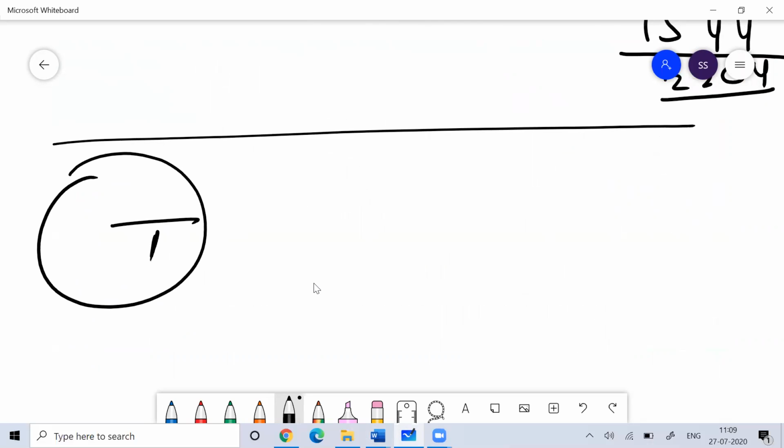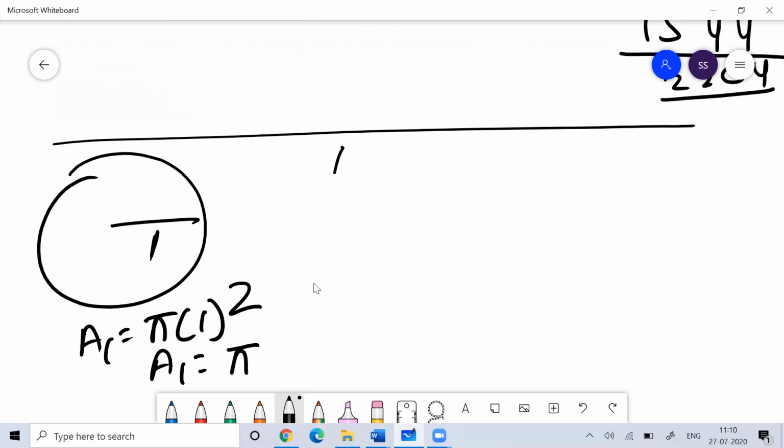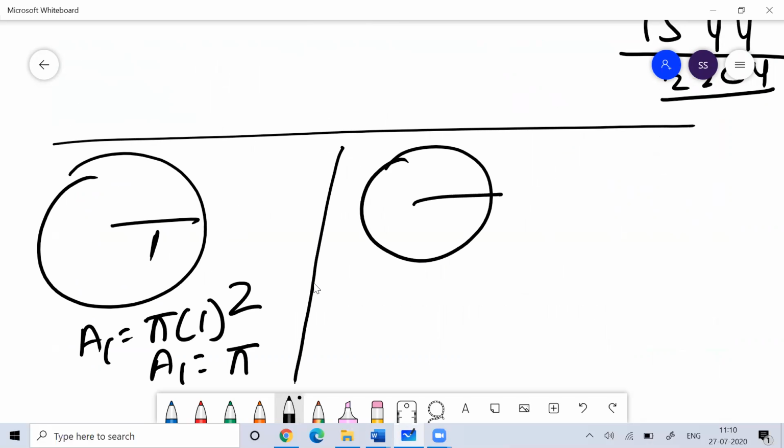Let the radius be 1. So the area would be pi into 1 square, so the area would be pi. Then if the radius decreases by 0.2, now the radius will become 0.8. Now what is the area? Pi into 0.8 square.